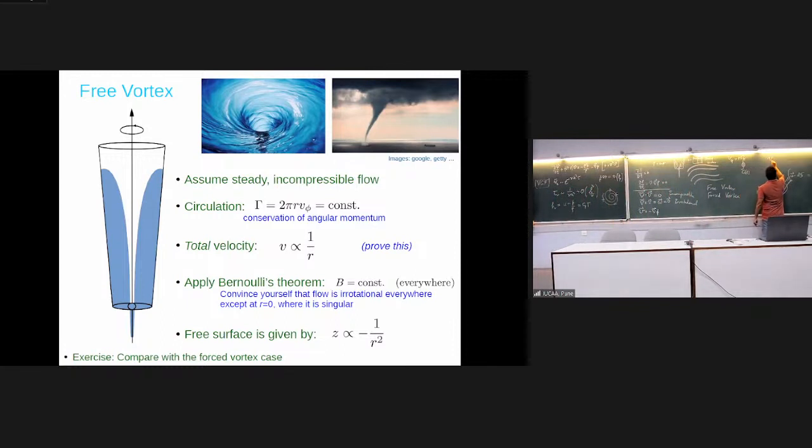Can you show that the radial velocity also goes as 1 over r? See, this is an incompressible equation. The only equation that you need to bother with is the incompressible equation: the divergence of v is 0.